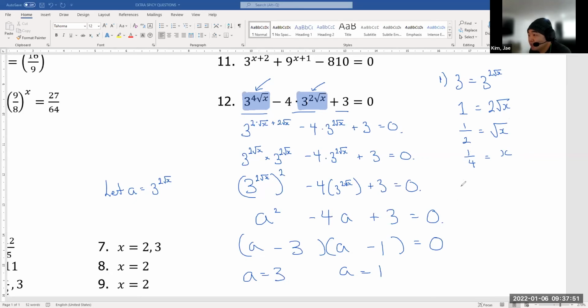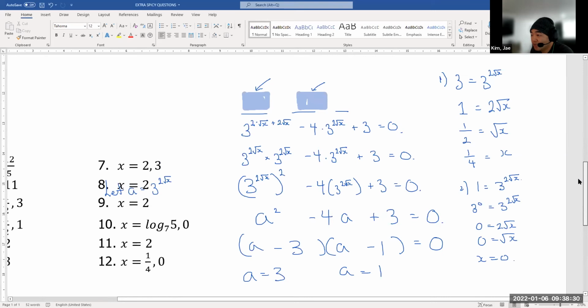Okay. Case number 2. If my a value is equal to 1, that means 1 is equal to 2x. Oh, well then, there's only one way that I can have a 3 to the power of something equal to 1, and that is when the exponent is equal to 0. So 0 is equal to 2 root x, which means 0 is equal to root x, which means x must be 0. I have two answers. And does that agree? Yes, it does. 1 over 4 and 0.